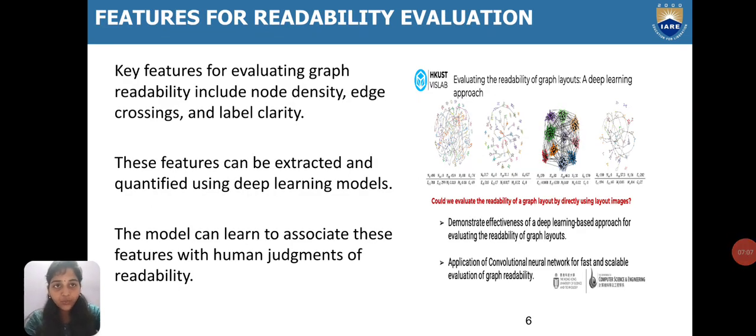Coming to the features for readability evaluation. Key features for evaluating graph readability include node density, edge crossings, and label clarity. These features can be extracted and quantified using deep learning models. The model can learn to associate these features with human judgments of readability.